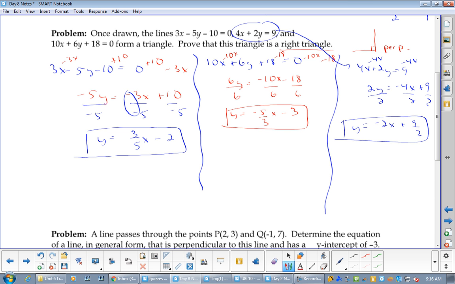Now, is this a right angle triangle? Why? Are these two perpendicular? These are negative reciprocals. Therefore, they are perpendicular.